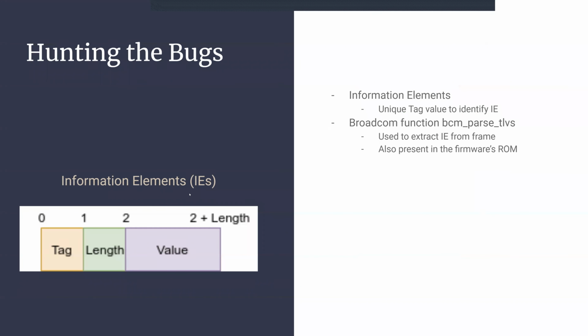To start looking for the bugs, we're going to locate a set of functions which are used to parse and retrieve information from a received frame and work our way backwards from there. So Wi-Fi management frames encode most of their information in small tagged chunks of data called information elements. These chunks are structured where the unique tag and length fields are 1 byte long. Broadcom used one function to extract IEs from a frame, called BCM parse TLVs, which is also present in the firmware's ROM. So we can now cross-reference locations which call this function and reverse each of these call sites.